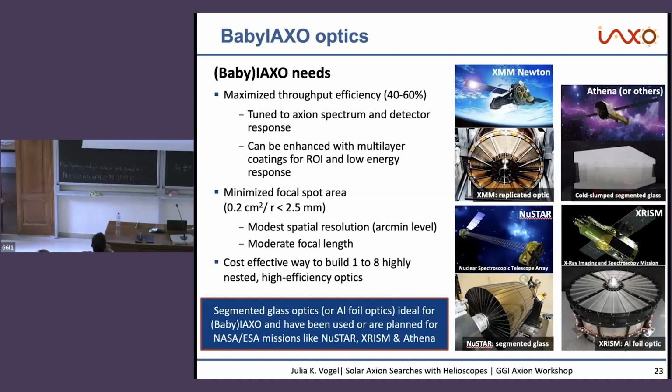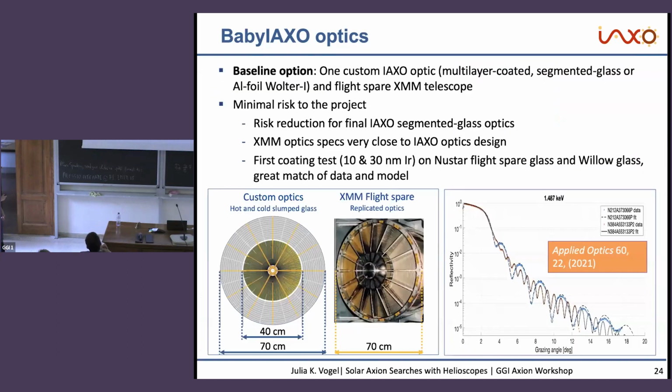We also consider the possibility of using a prism-like optic, which is based on aluminum foil technology. And then we're planning on using a flight spare from the XMM-Newton mission, which is a replicated optic. This means these consist of full shells, not single pieces like, for example, you can see here in the NuSTAR case. So that's our baseline. We have 2 bores. We want to build one custom optic, and on the other bore, we use the XMM flight spare.